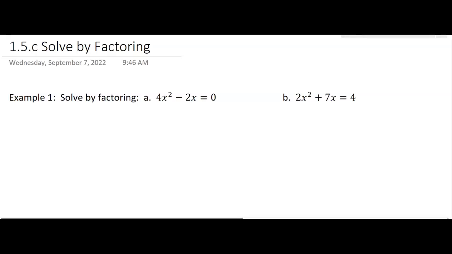So now we have some examples of how to solve a quadratic equation by factoring. Look at this first one, A. You have 4x squared, I'm going to rewrite it, 4x squared minus 2x equals 0. Now you might be concerned because you're saying, hey, it's not a trinomial. We had ax squared plus bx plus c. That's okay. C can equal 0.